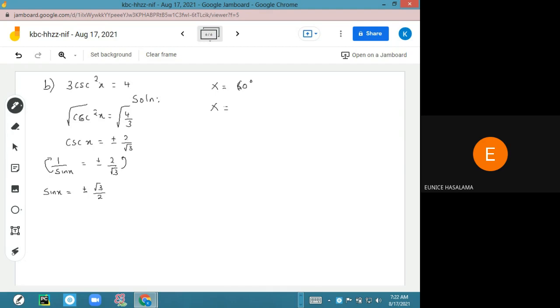Okay. So for the positive one, in the first quadrant, we get 60. In the second quadrant, we get 180 minus 60, which is 120. Now, this one is also negative. Sine is negative in the third and fourth quadrants. In the third quadrant, the same 60, but this time we are adding it: 180 plus 60, 240. In the fourth quadrant, we are subtracting it: 360 minus 60, 300. For this one, you don't go around for coterminal angles.